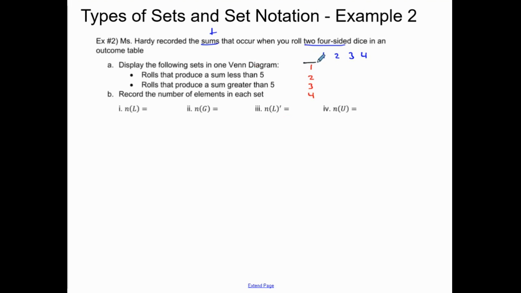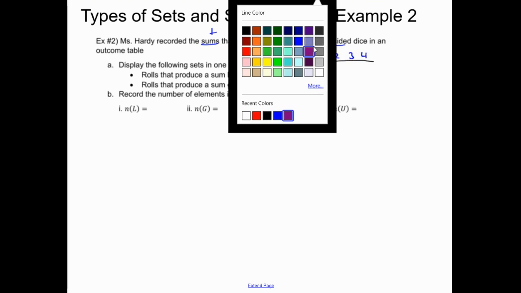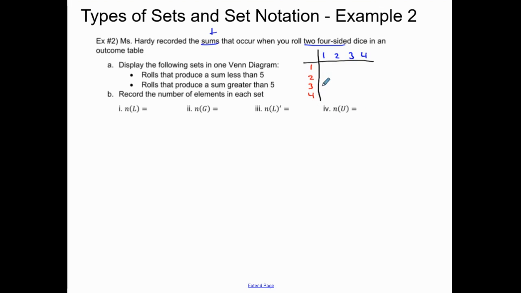So we are going to use this outcome table here to record the sums of these two dice, of whatever I roll. So when I roll a 1 and a 1, 1 plus 1 is 2. If I roll a 1 and a 2, the sum is 3. A 1 and a 3, the sum is 4. A 1 and a 4, the sum is 5. Okay, a 2 and a 1 is 3, and then we're just going to keep going here. And so here we have the set of all possible sums that we can roll. So here is our set of numbers that we are going to be dealing with for this example.